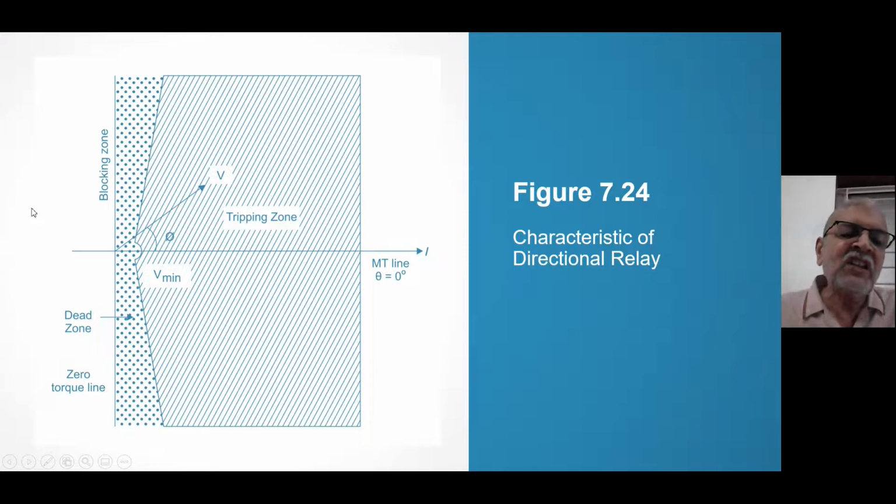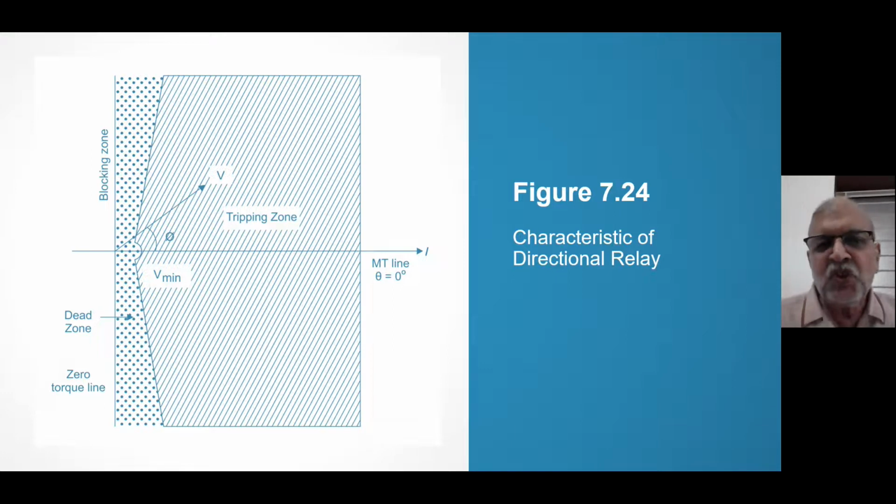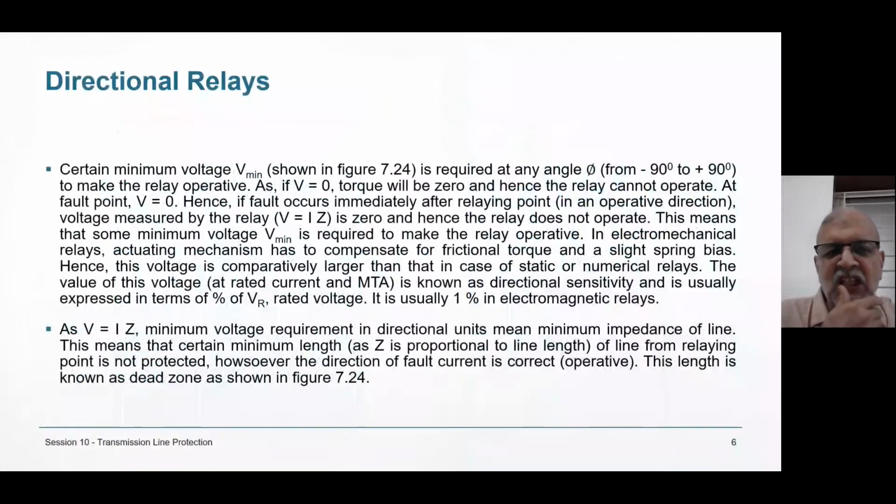On the left hand side, there is a blocking region. The relay will block. The relay will not trip, even if the current is more than plug setting. So this is how I am measuring the angle between voltage and current, my dear friends. So that one should remember.